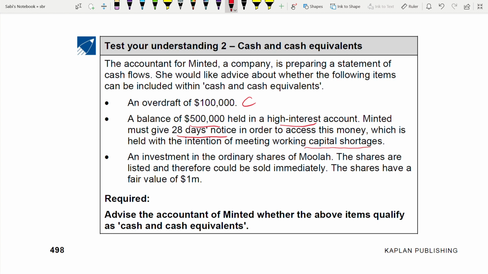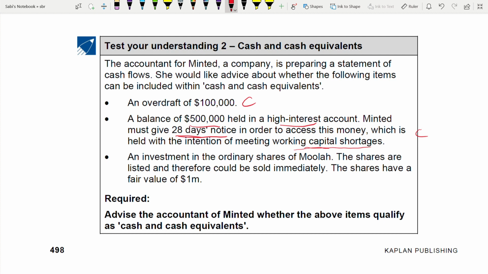So you see a 28 days notice is required. And this money is used to help short-term needs, working capital shortages are short-term needs, right? So you can include this also in the cash and cash equivalent because it's for short term. Within 28 days notice, you can convert it into cash, which is less than 3 months. And assuming that risk is not very significant, it will be taken as cash and cash equivalent, right?